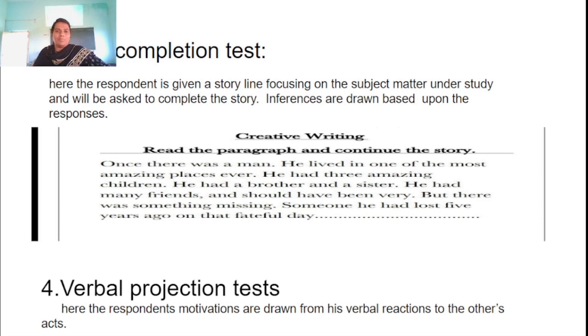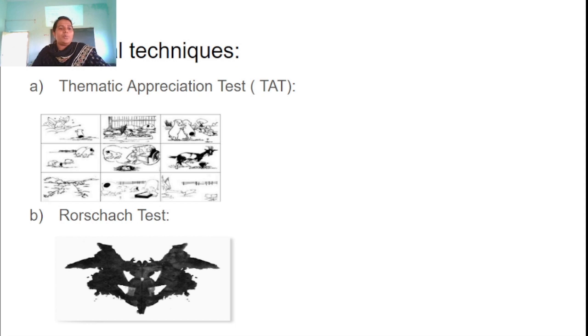And the fourth type of projective technique is the verbal projection test, which means it is based on words. Here the respondent's motivations are drawn from his verbal reactions, which may be in the form of statements, or may be recorded as the respondent is speaking. The record can be stored by any means. Projecting in the sense of exposing, the words can be collected in the form of writing or in a recorded way. Many modern devices are there with which auditory recording can be done. This is also one type of projective technique.